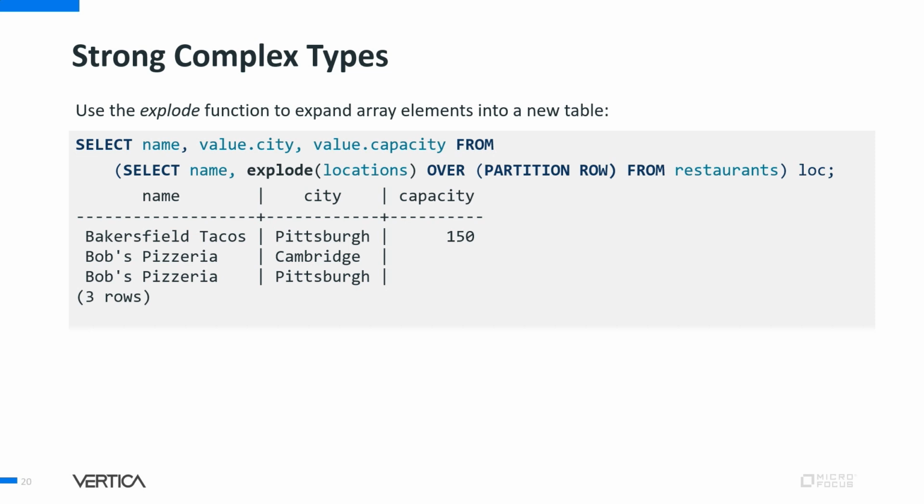Whether you choose an external table or a native table, one of the key functions that you can use with strong complex types is the explode function. Explode is a transform function which turns an array column into a new table with one row for each array element. This function is critical if you need to do just about anything with your array elements.